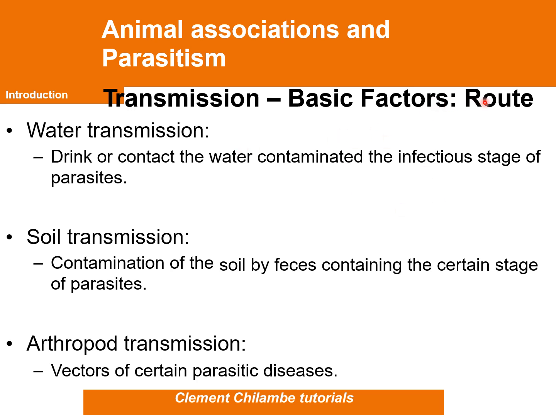Under basic factors, routes of transmission. Then soil transmission. Contamination of the soil by feces containing a certain stage of parasites as well. Then there is arthropod transmission. So these are vectors of certain parasitic diseases.